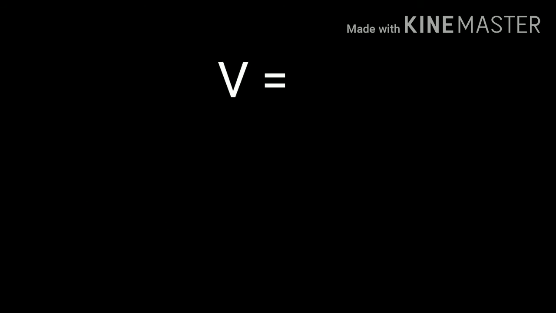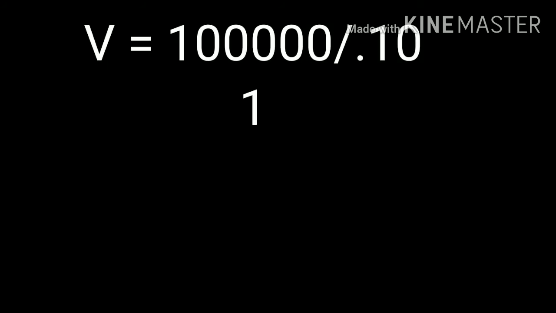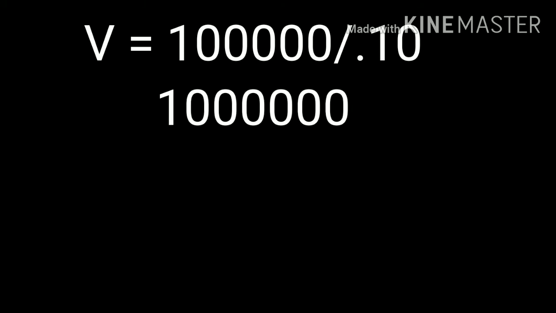So value is equal to net operating income divided by KO. Net operating income is also known as EBIT. EBIT is given in your question. It is 1 lakh and KO is 10%. So V is equal to 1 lakh divided by 10% or 0.10, and value of firm is 10 lakh.